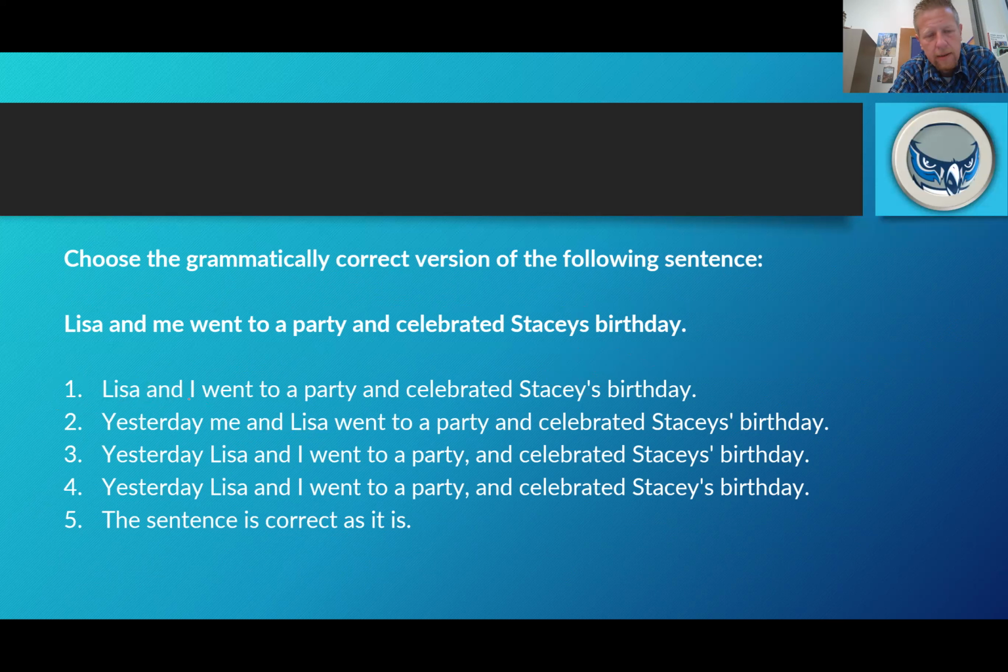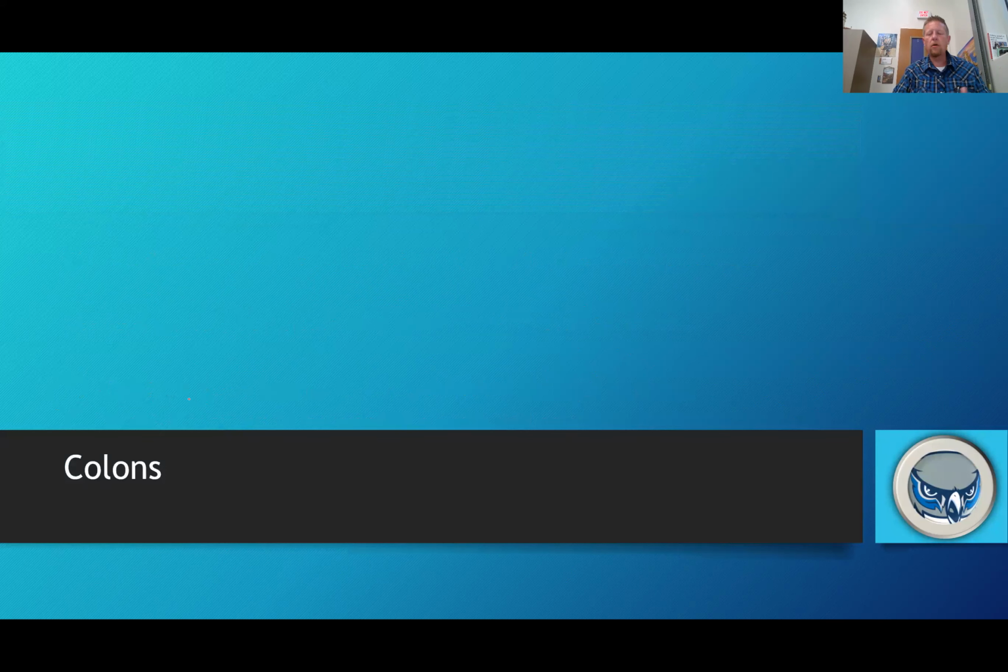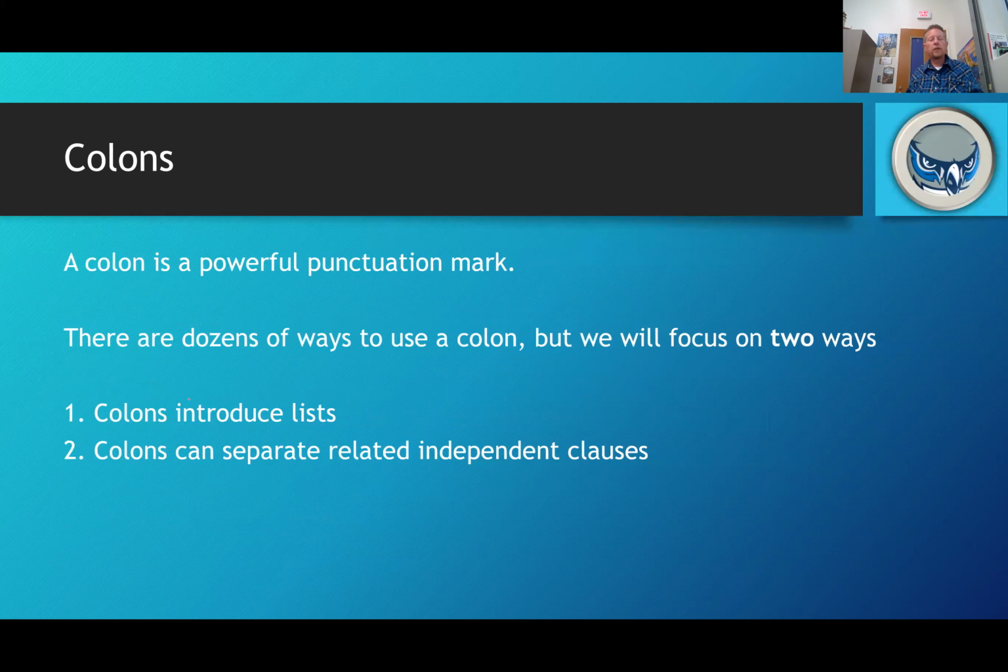So me rarely belongs at the beginning of the sentence unless you're using it in the objective sense. And boy, that's another lesson altogether. So let's keep moving on. Let's talk about colons. All right. A colon is a powerful punctuation mark. It's also a body part, but this is not anatomy. There are dozens of ways to use a colon, but we will focus on two ways. The first way is colons introduce lists.